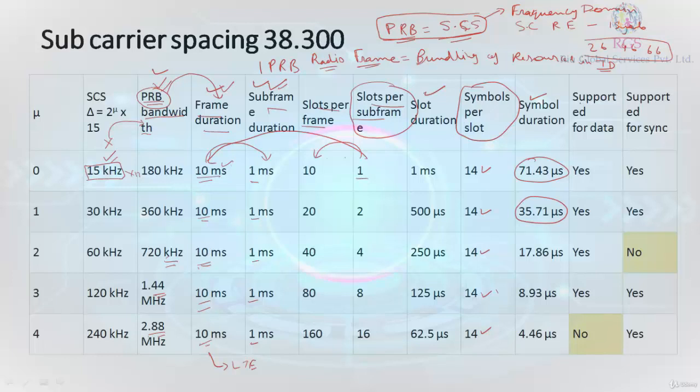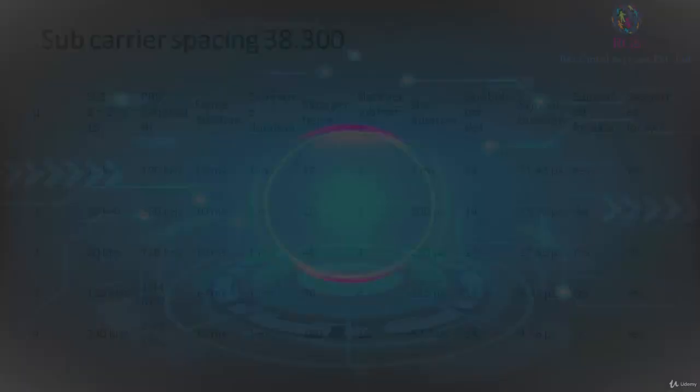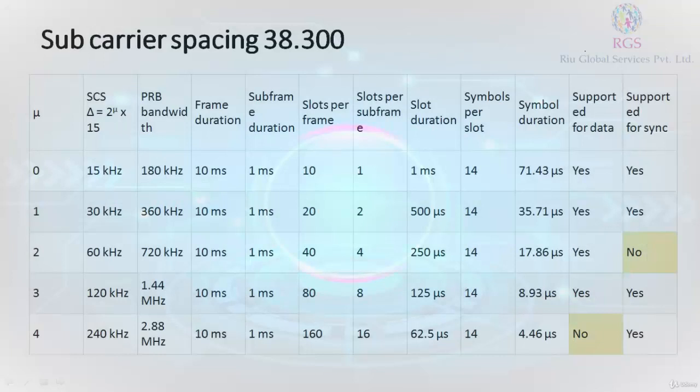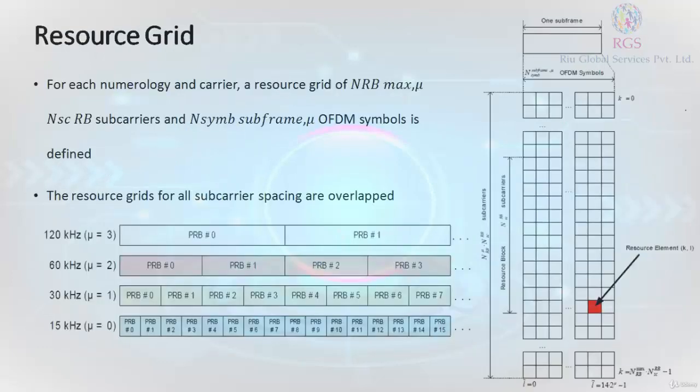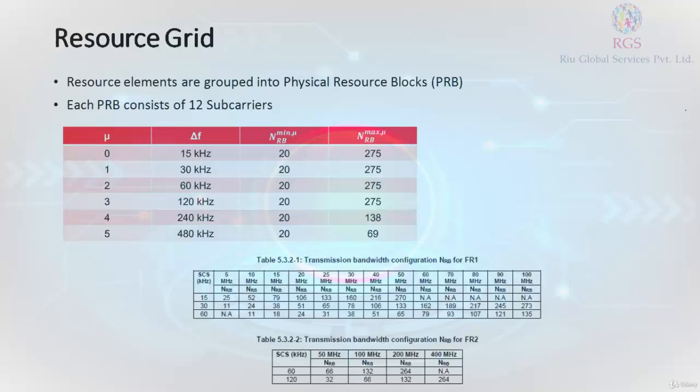Important thing here is to know that these different subcarrier spacings are supported for data. Okay, so they are supported for the data and these are supported for sync signals, right? So different types of subcarrier spacings are available here. I'm sure everything else is now clear.